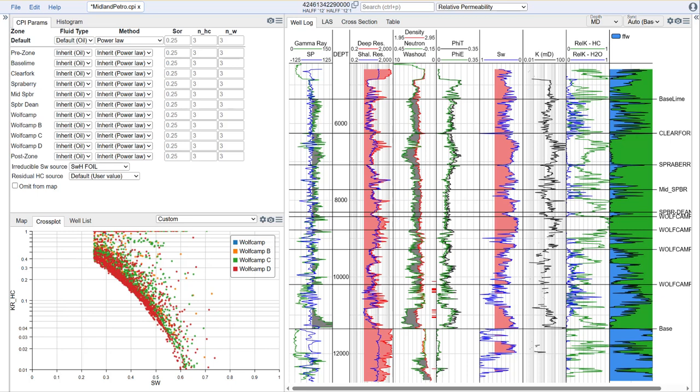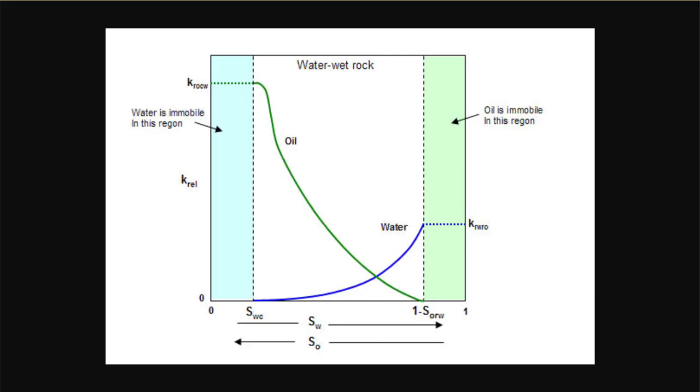In this video, I want to talk to you about relative permeability and how Danomics can help you on that front. But before I do that, let's start with a brief review of relative permeability. Okay, so you all have probably seen a diagram like this.